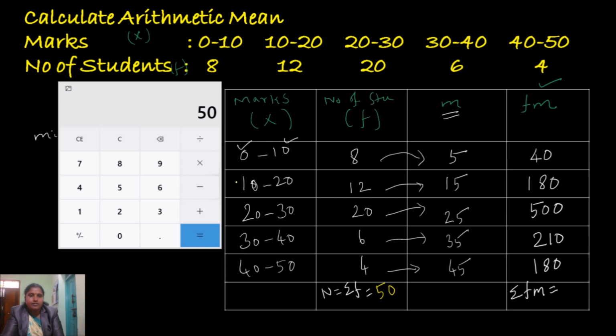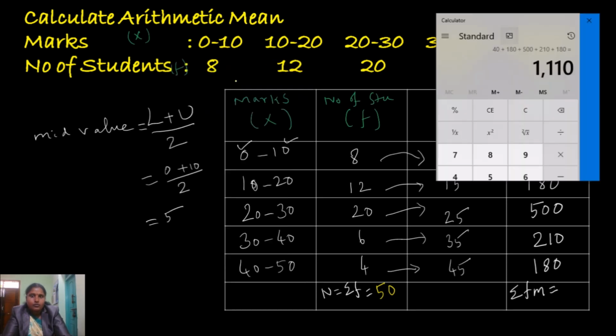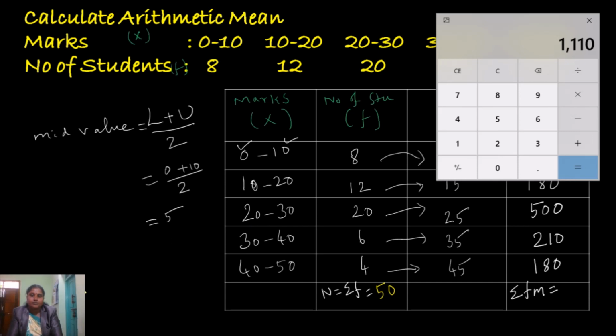And now add all the values of fm. 40 plus 180 plus 500 plus 210 plus 180. So we have the total of 1110, sorry, triple one. We have a total of 1110.